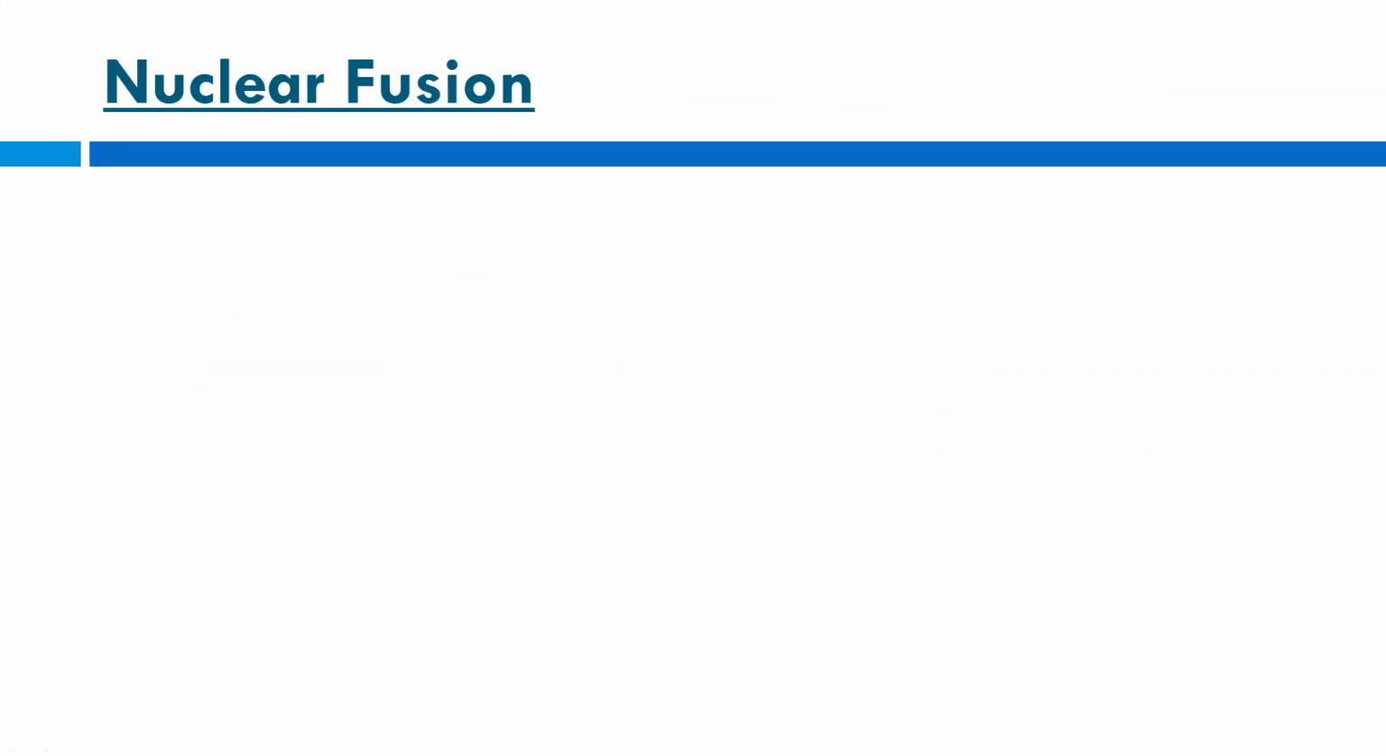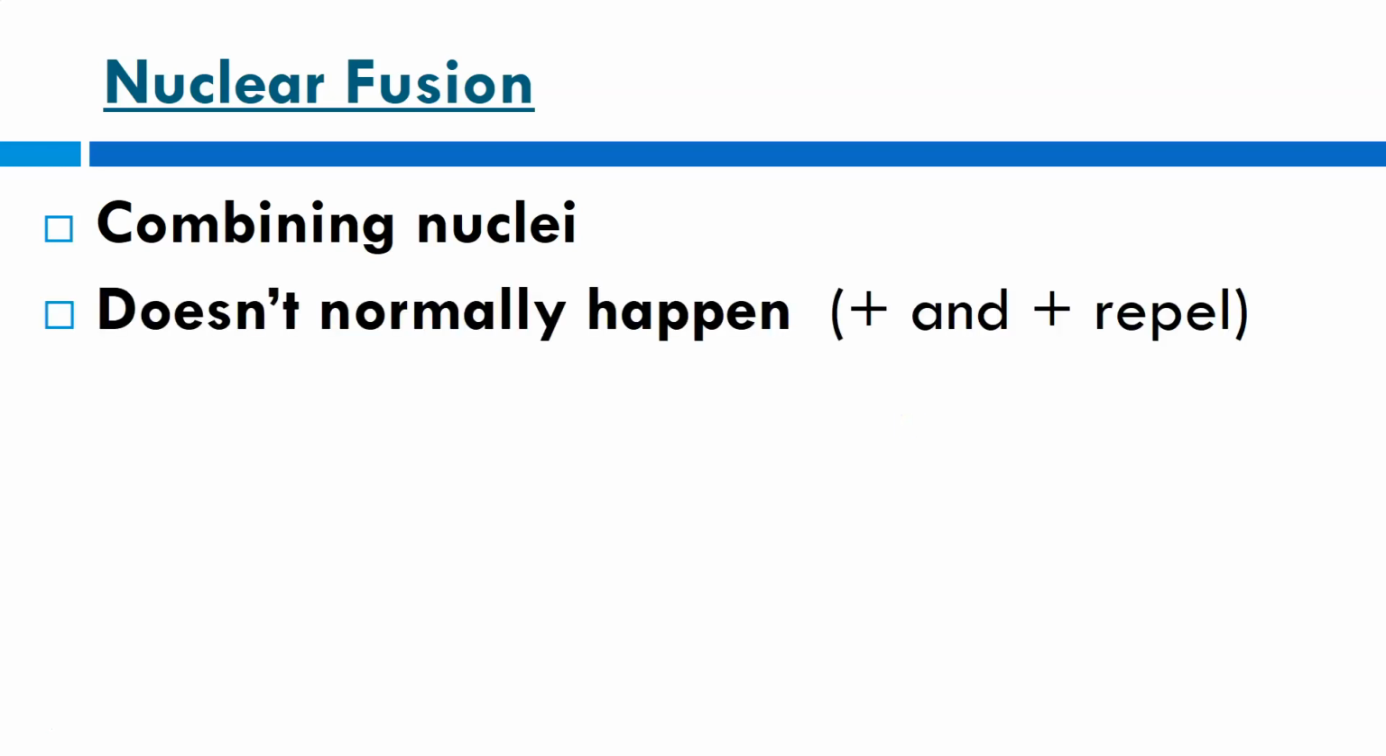Fusion compared to fission: fusion is when we're combining our nuclei together. This does not typically happen. If you think about the charge inside the nucleus, positives and positives don't want to be smushed together, do they? And so it's not something that is going to necessarily occur in a natural way. We typically have to force it to do that.